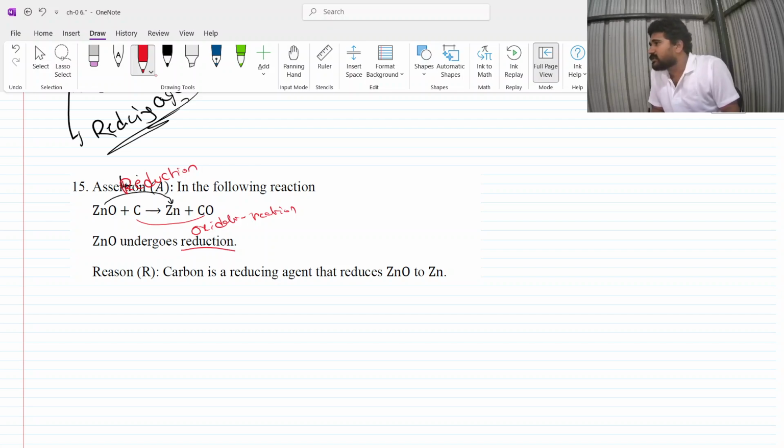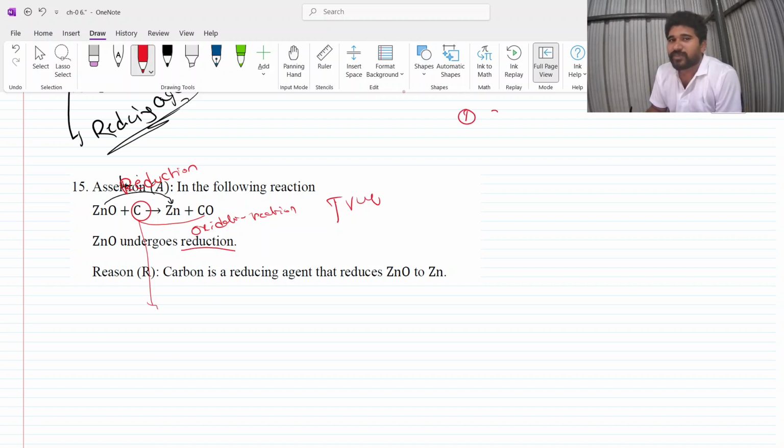Now, ZnO undergoes reduction. True, right? ZnO undergoes reduction, true. Now, carbon is the reducing agent. Yes, because whoever is going to undergo oxidation is called the reducing agent. So remember, reducing agents will be involved in oxidation. It is the opposite. Again, try to remember the names.